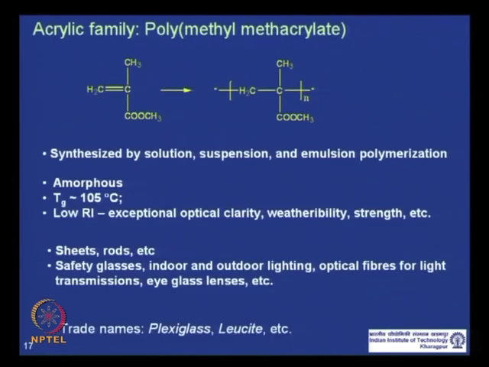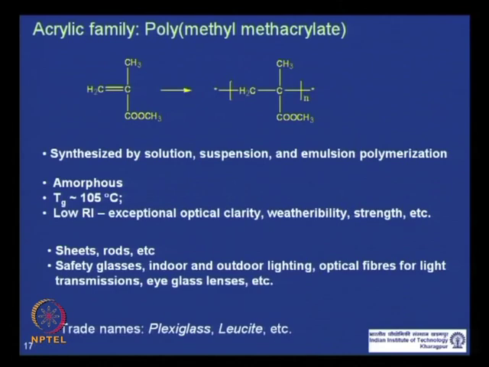So, we move to the next set of polymers, the acrylic family, and the most important is polymethyl methacrylate. That covers most of the volume of acrylic polymers. PMMA is synthesized by solution, suspension or emulsion polymerization, and it is amorphous. As you can see from the structure, it has bulky side groups, so the chains are difficult to align, and they are completely amorphous, with no crystallinity.